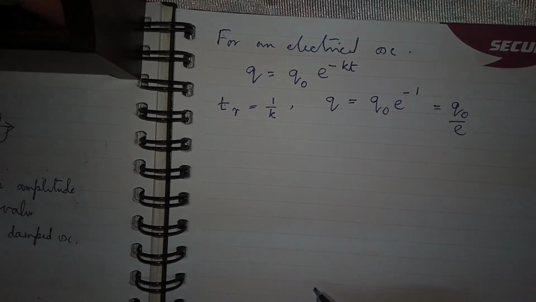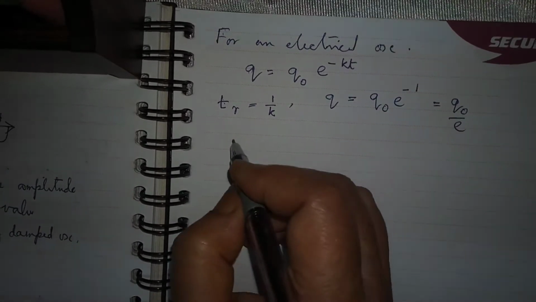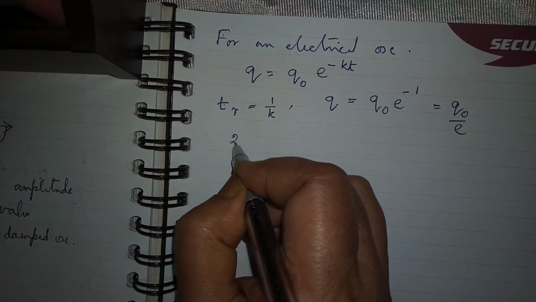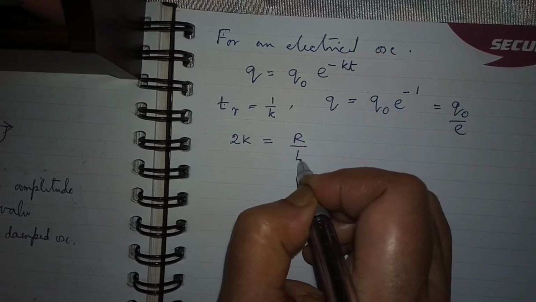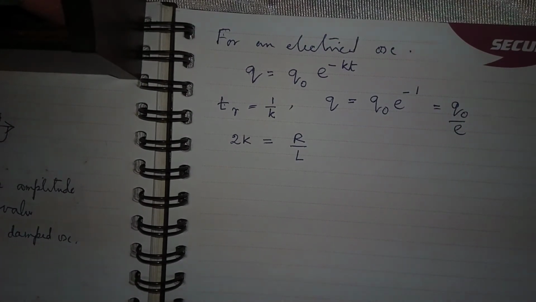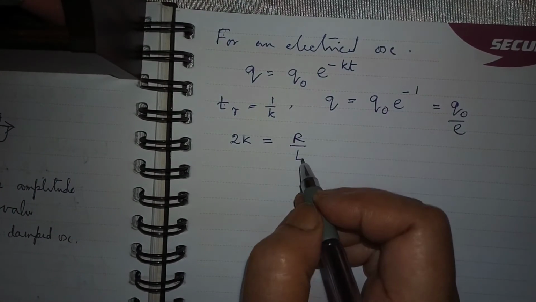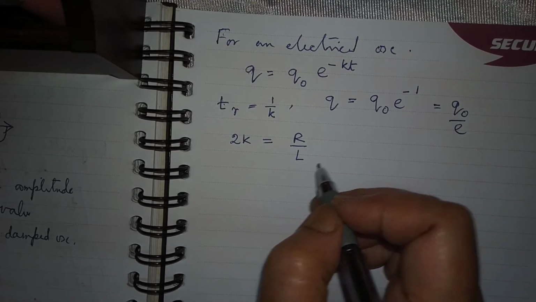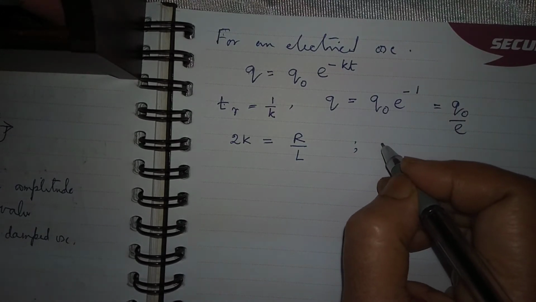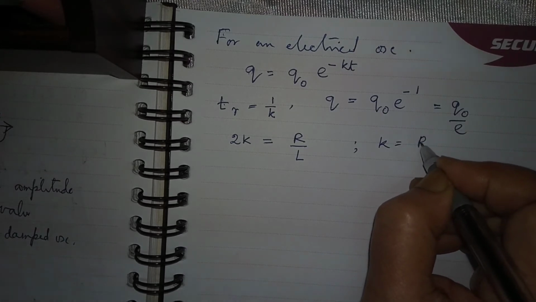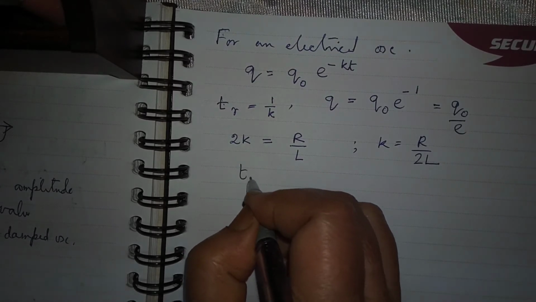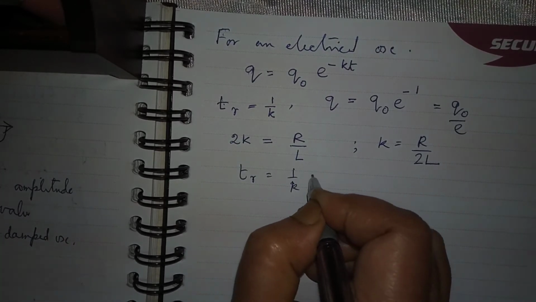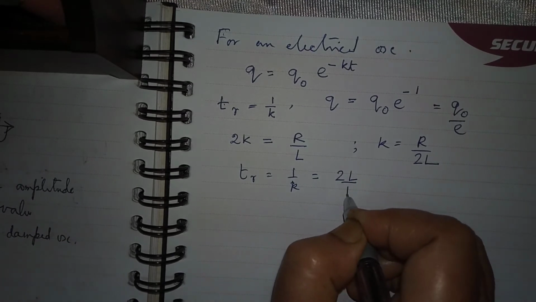Okay, so for an electrical oscillator, 2k will be equal to, if you remember the equation for an oscillator with an LCR circuit, R by L, where R is the resistance and L is the inductance. All right, so k will be equal to R by twice L. So TR, which is equal to 1 by k, is equal to 2L by R.